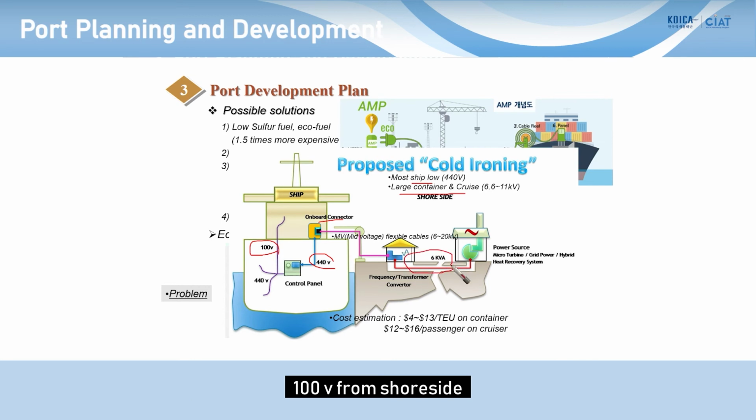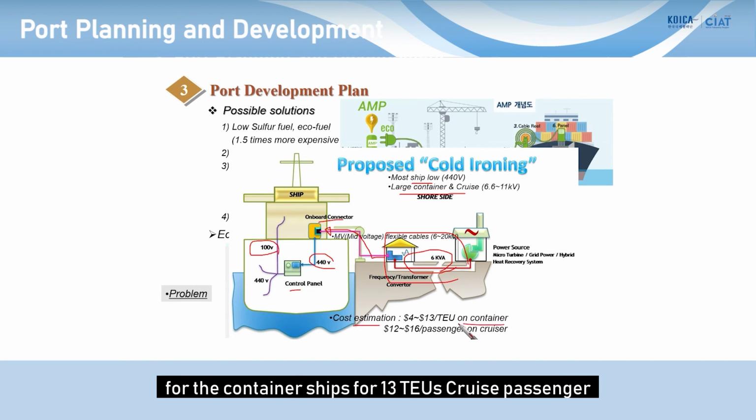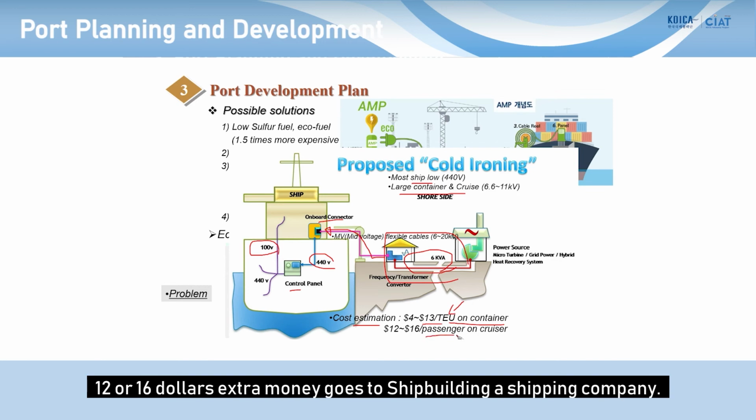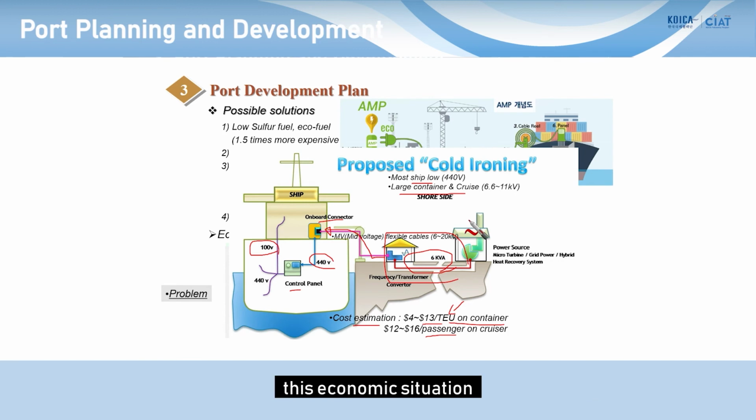From the shore side, 6,000 volts. Of course, the transformer is equipped on the shore side, but on the ship, some adjustment of the power is needed, so they cost extra. For container ships, $4 to $13 per TEU. For cruise passengers, about $12 to $16 extra per passenger goes to the shipbuilding or shipping company. So the extra charge gives them a burden for competition in this economic situation.